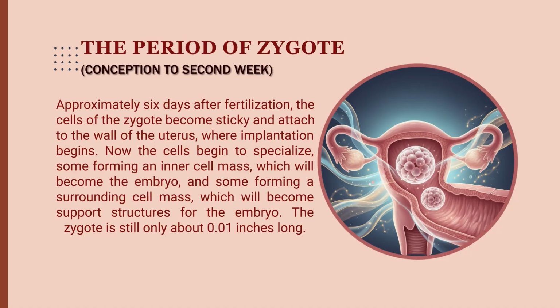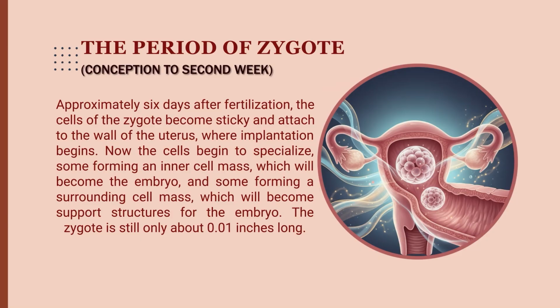Now once the inner cell mass becomes the embryo, they form a surrounding cell mass which becomes the support structure for the embryo. So in simple words, we can say that the cells begin to specialize, forming an inner cell mass which becomes the embryo, and some forming a surrounding cell mass which will become the support structure for the embryo. Now the zygote is still only about 0.01 inches long. This is usually the average length of the zygote, and this gets established within the embryo, which is protected by the surrounding cell mass, and that is how the implantation begins. Now this is the period of the zygote that we talked about, conception to second week.